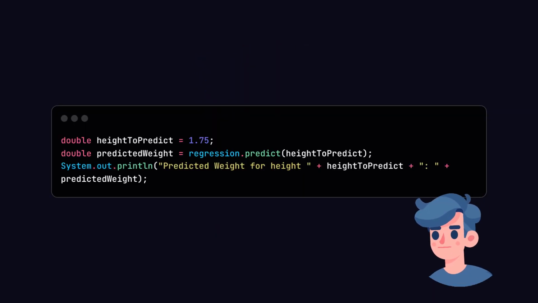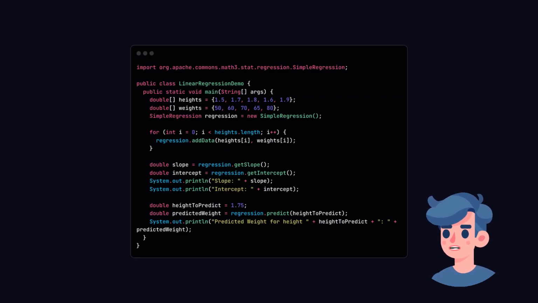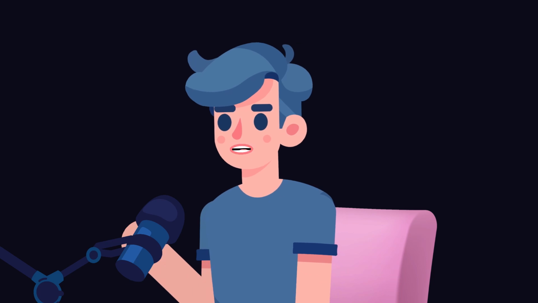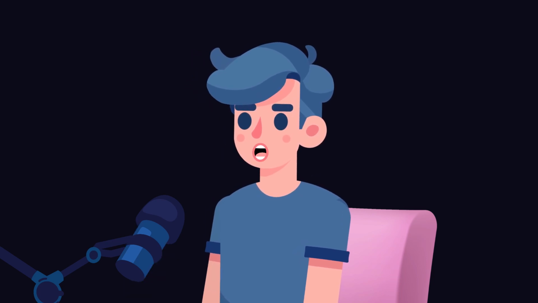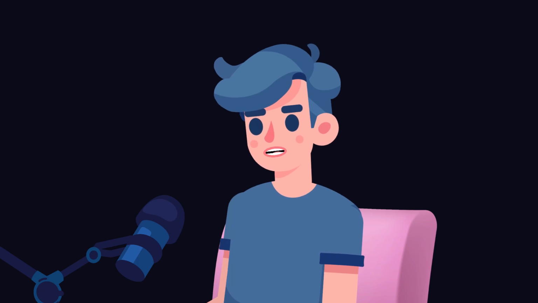Next, we can add prediction capabilities to our application. After fitting our model, we can make predictions using the predict method provided by the SimpleRegression class. For example, if we want to predict the weight for a height of 1.75, we can do so like this. Here is the complete code once again with the prediction included. Alright, we've covered the basics of linear regression, implemented it in Java, and made predictions based on our linear model.